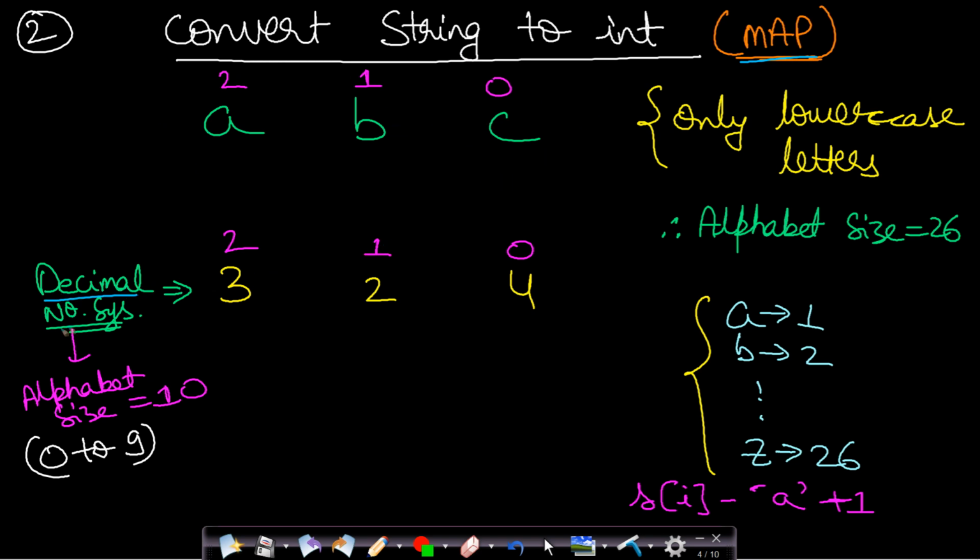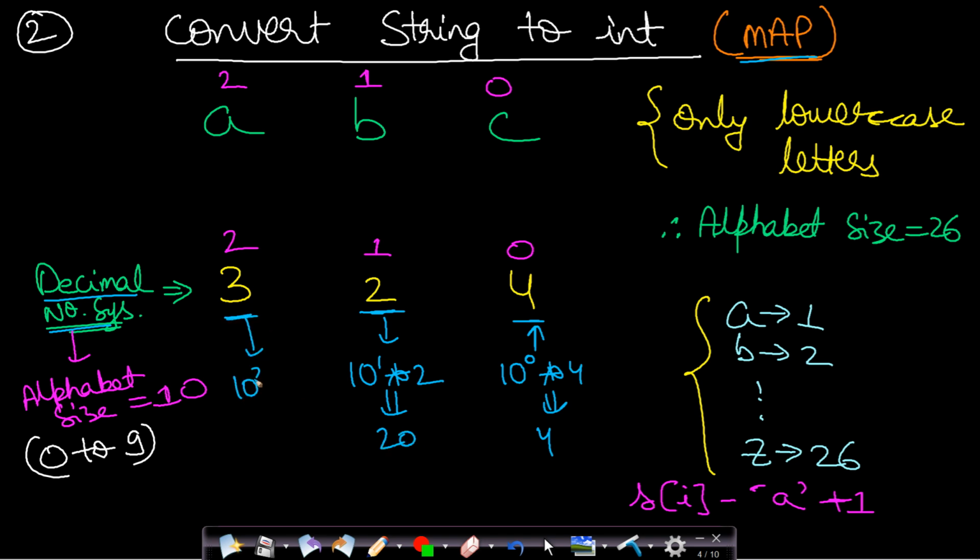Let us assume that we have a decimal number system and your number is 324. The 4 is at the least significant digit. The weightage of this 4 is 10 to the power 0 times 4, which comes out to be 4. The weightage of this 2 will be 10 to the power 1 times 2, because it is at the tens place, so the weightage comes out to be 20. The weightage of this 3 will be 10 to the power 2 times 3, which comes out to be 300. This is according to the weightage: this is the ones place, this is the tens place, and this is the hundreds place.